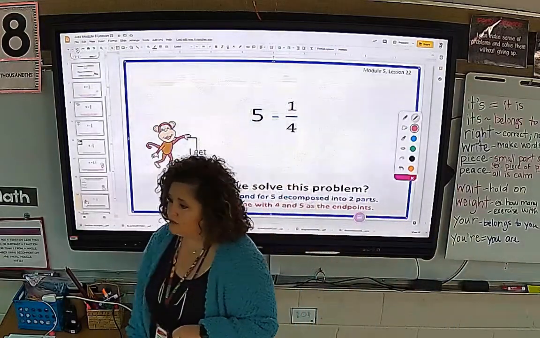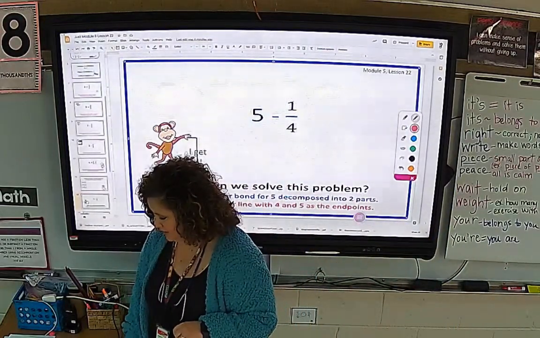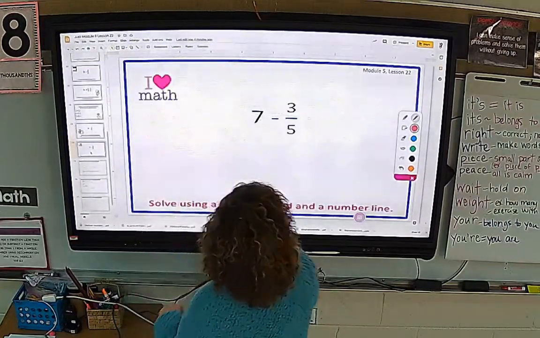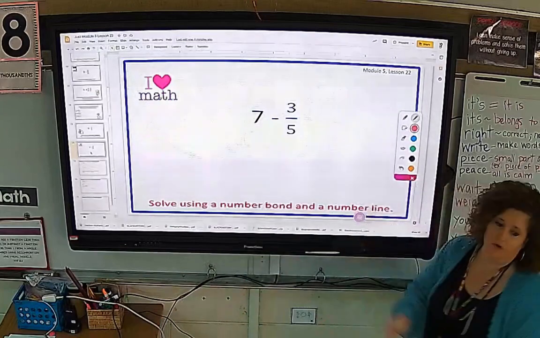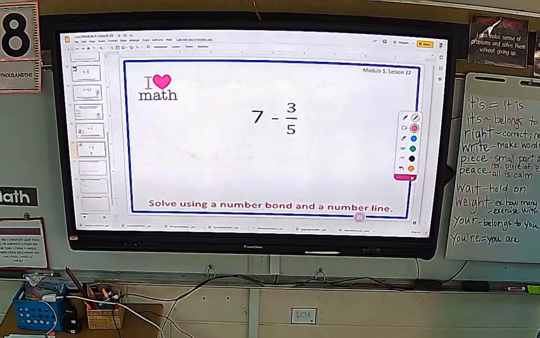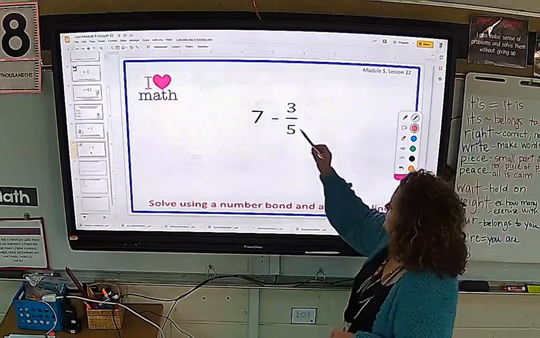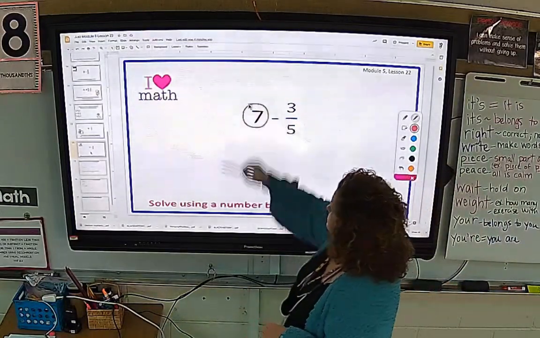Okay, follow directions, please. That would be a good thing to do right now. All right, here we go. We're going to start with this one. We're not drawing a tape diagram. We're going to instead do a number bond on the number 7. So we're going to circle it.